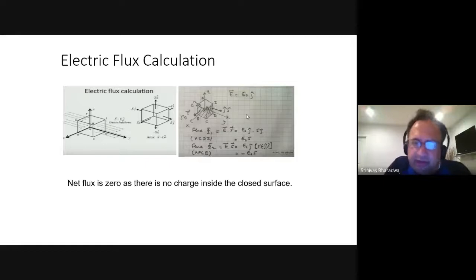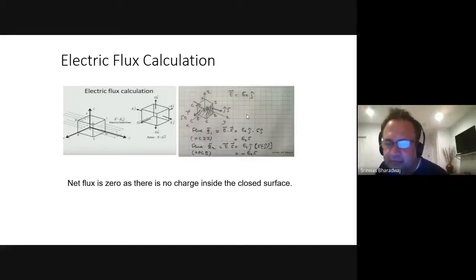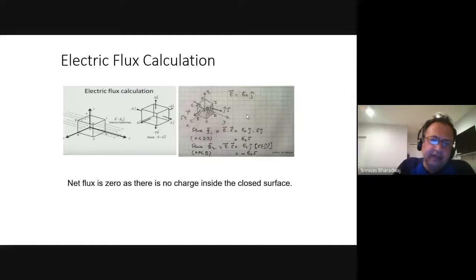Okay. So the net flux is the flux on phi 1 plus the flux on phi 2. The flux on phi 1 is ES, the flux on phi 2 is negative ES. So the net flux on that cube is 0, because it will cancel out. Okay, the other four surfaces, right?